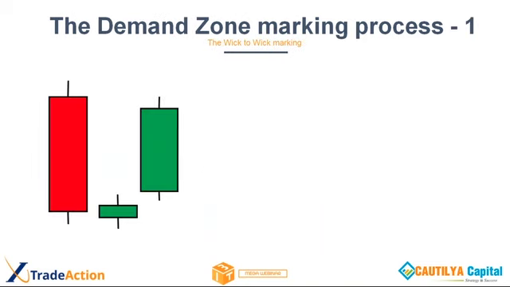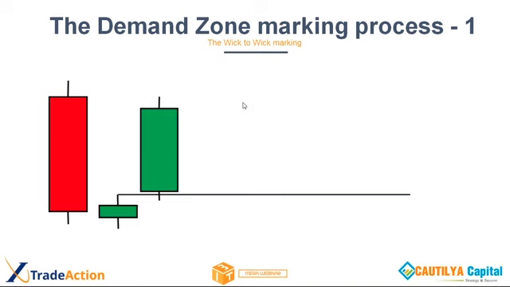So what is this? The demand zone marking process 1. So what is it that you guys see in the chart? What kind of a scenario is that? It is a DBR. It is a simple drop, base and a rally. Very nice. Okay. And then what we will do is we have the base.